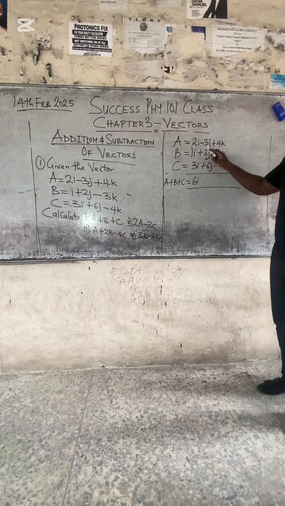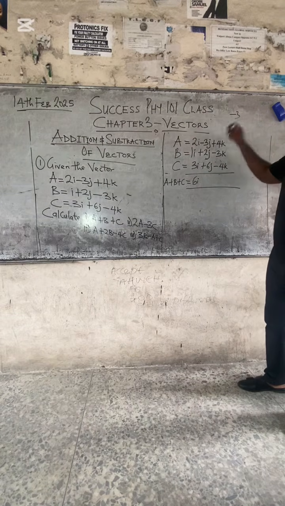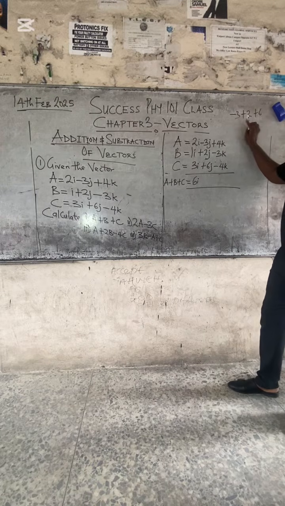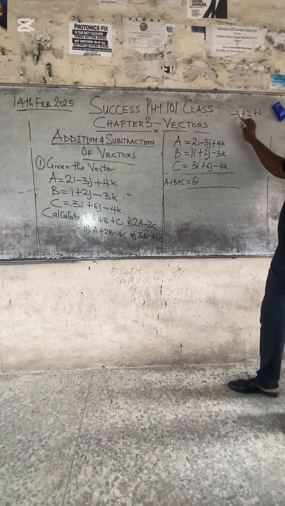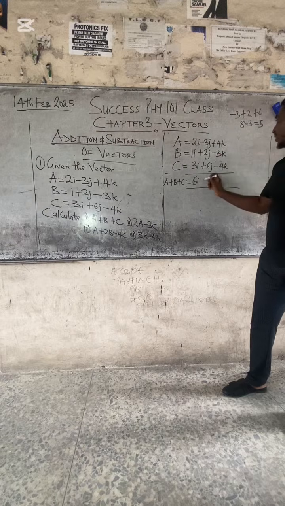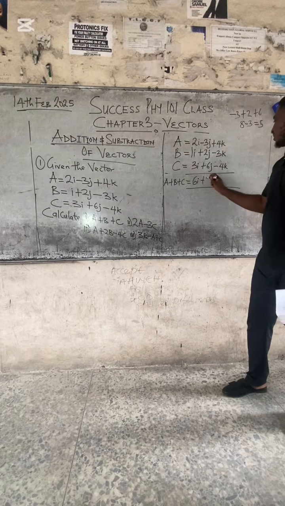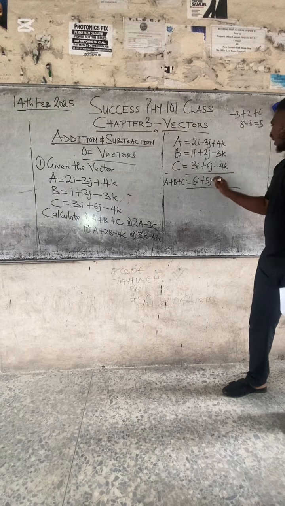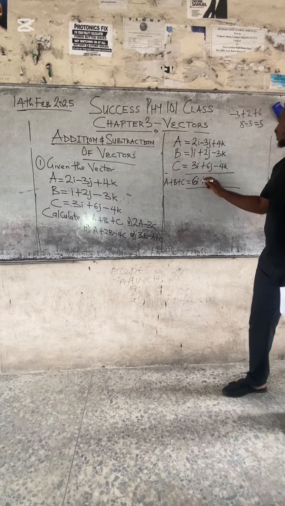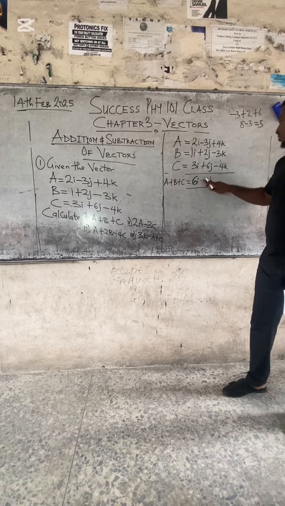Now coming to this side, you have minus 3. Let's make it a minus 3 plus 2 plus 6. Minus 3 plus 2 plus 6. What is 2 plus 6? 8 minus 3. What is 8 minus 3? So the resolution of everything here is plus 5. Plus, and what's there? J, right? So plus 5j. So we have 6i plus 5j.